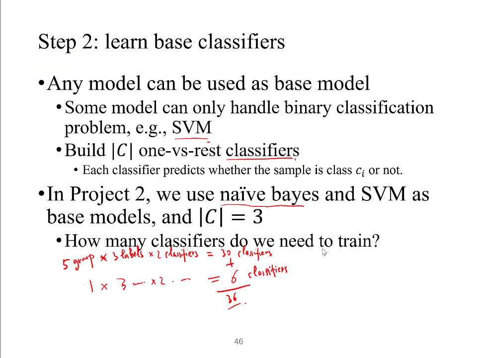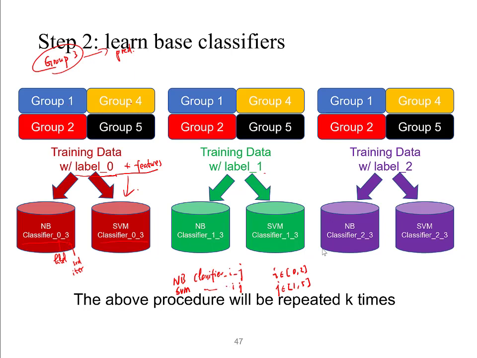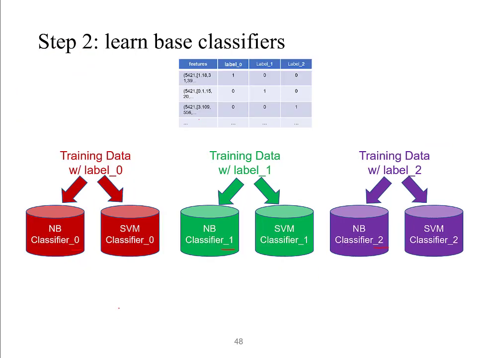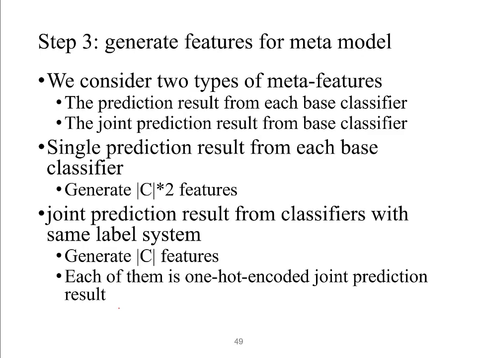Just remember we need to build base classifiers of 2 different types: this is the first type, and these are for the second type. Make sure that you have learned all of them. And the third step is how we generate features, or meta features, for the meta model based on the base classifiers.